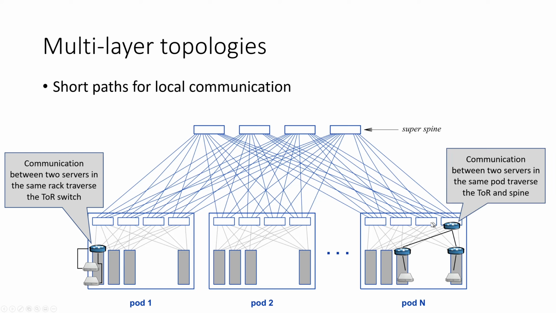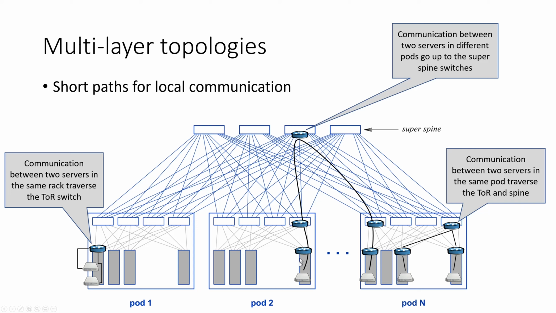If 2 servers that are not on the same rack but are inside the same pod communicate, then again we have some local communication that remains contained inside a pod. So the server sends traffic to the top of rack switch. The destination is not on the same rack, so the top of rack switch sends it to one of the spine switches, and then the spine switch sends it towards the destination.